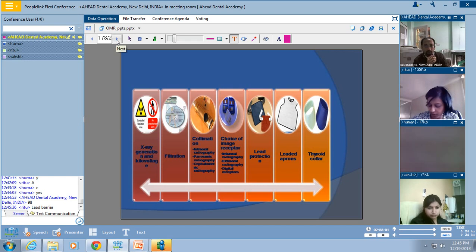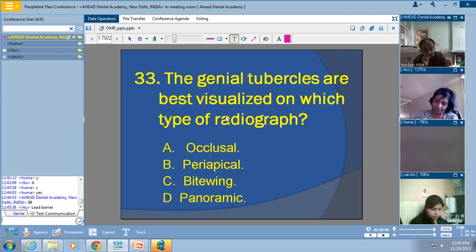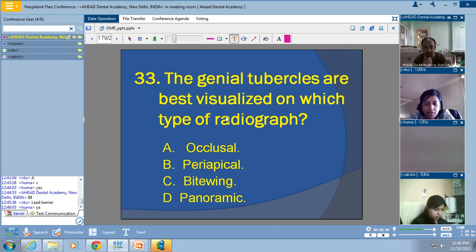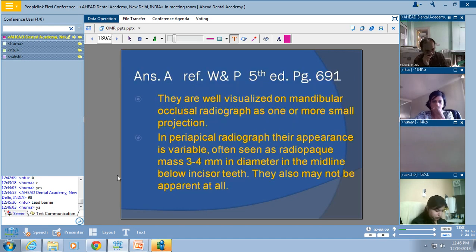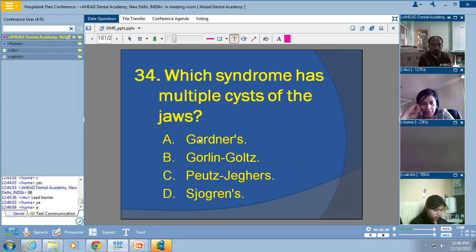Question 33, a very easy question. I think you can solve it in a few seconds. What's the answer? Genial tubercles are seen in the anterior mandible, almost in the area of symphysis menti. So the correct answer is occlusal radiograph, isn't it? Very easy question. I don't think it requires much discussion.